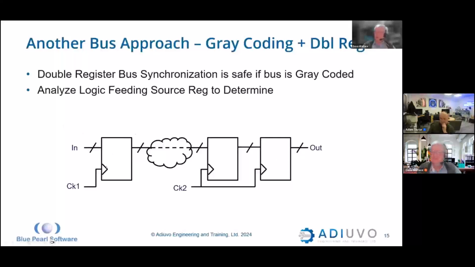Or the formal analysis can go back and say, no, I know that 2 bits can change, and here's the circumstance under which they change. And so now you need to use a different synchronization method or figure out how you're going to adjust the logic that creates that.